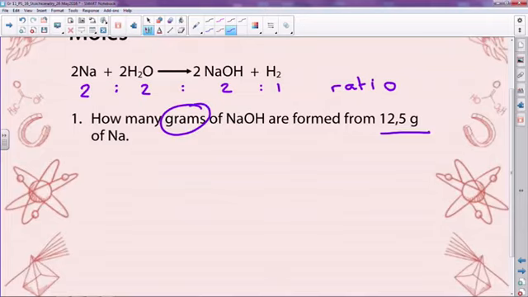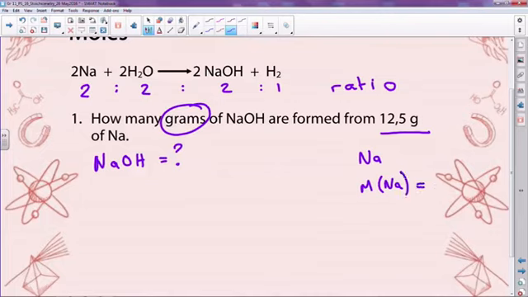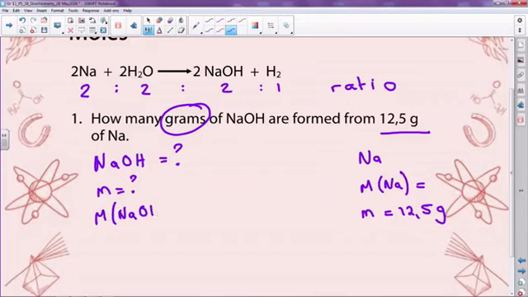So I'm going to write down the information that we've got. Sodium hydroxide, I want to know how much. What do I have? Sodium, I've got my molecular mass, and we'll go look what it is in the periodic table now. I'm telling you it's 23, but we'll go and look. And I've got my actual mass, which is 12.5. Sodium hydroxide, I don't know the grams, so the mass is what I've got to work out. Molecular mass, I can calculate from my periodic table.